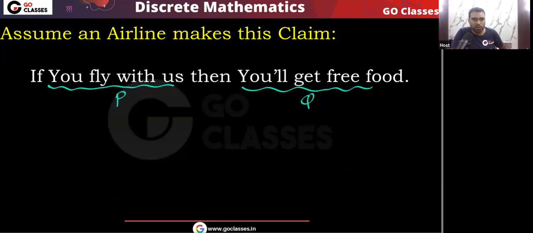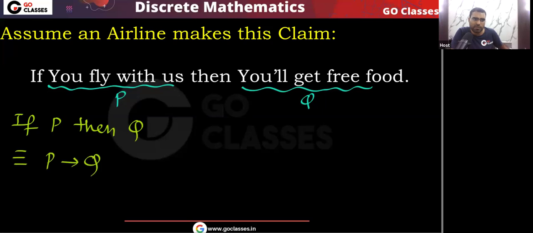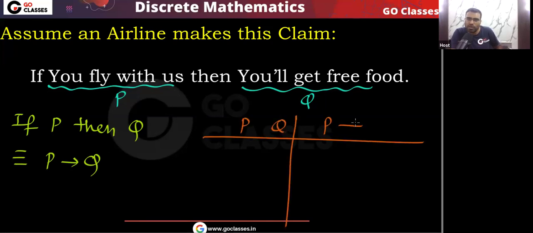Very simple point. So now I can create the truth table. Remember, this statement is if P then Q. How do we write this? We write it like this: P implies Q. Now the truth table. I am writing the truth table now. So focus here. P, Q, and this is your P implies Q.